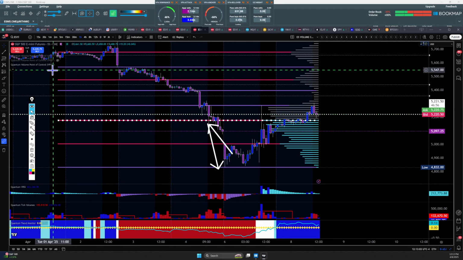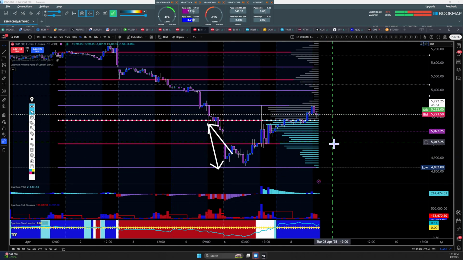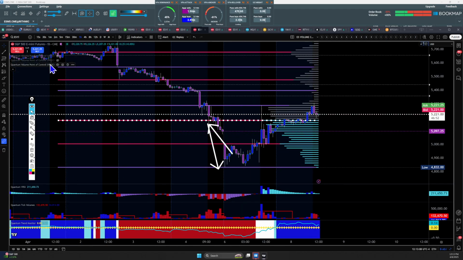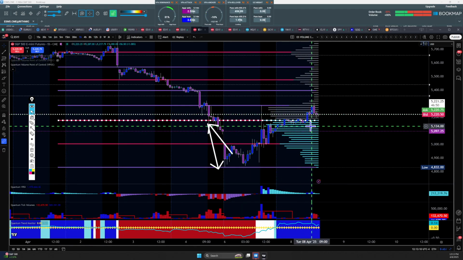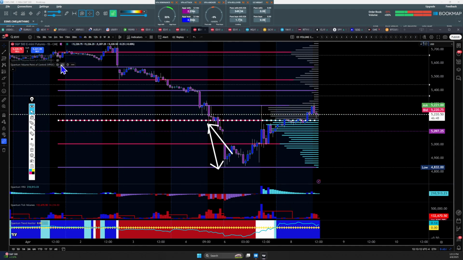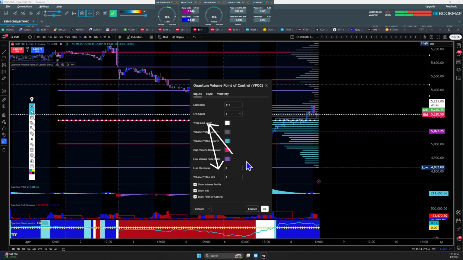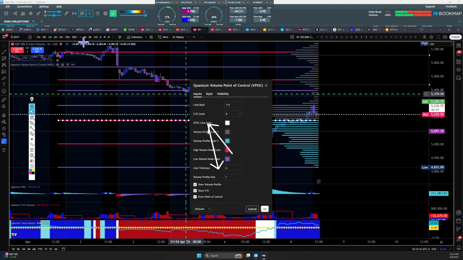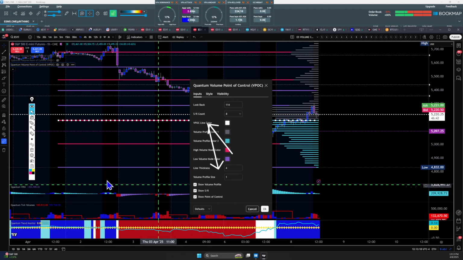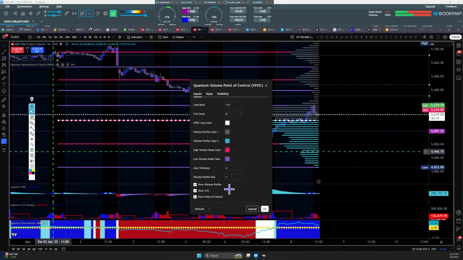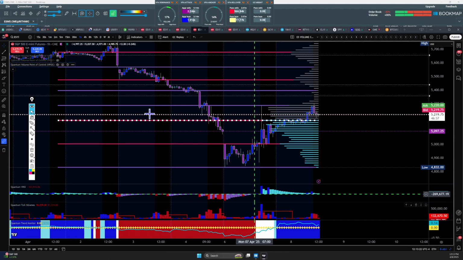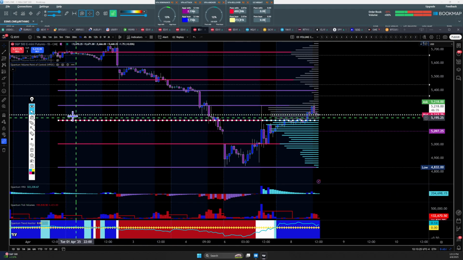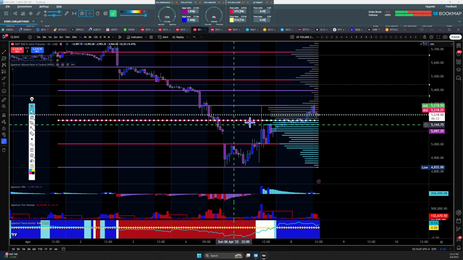So now let's look at the volume point of control chart. This is the weekly volume point of control. It's 114 bars, that's how many bars on the hourly chart a weekly session takes up. So that's always set to 114, and so I'm going back a week of trading.